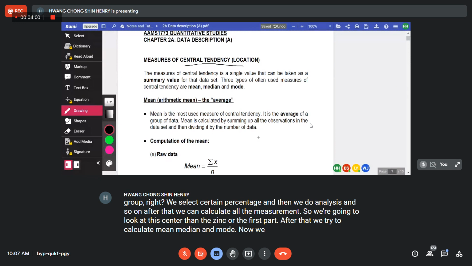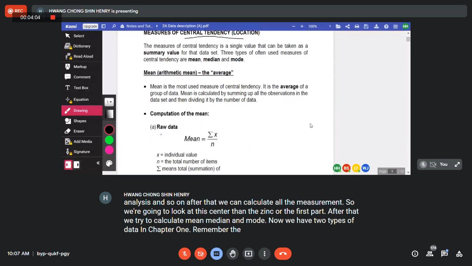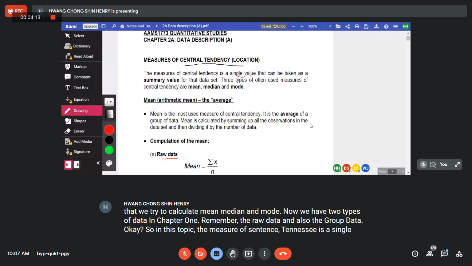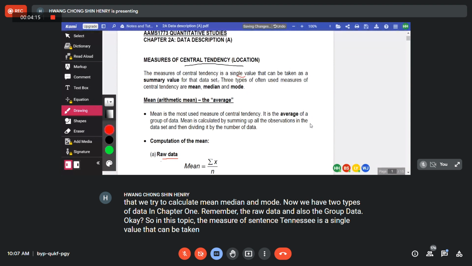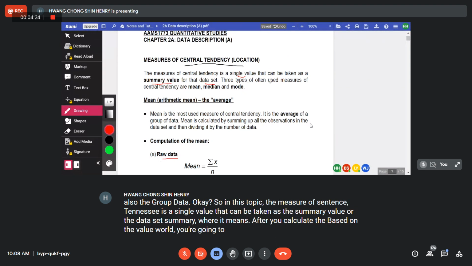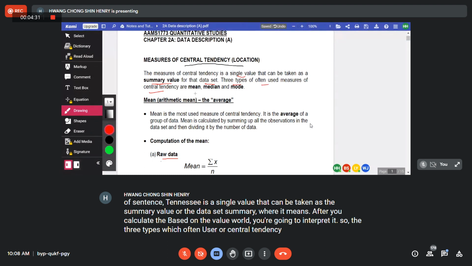Now we have 2 types of data from chapter 1: remember the raw data and also the grouped data. In this topic, the measure of central tendency is a single value that can be taken as the summary value for the data set. Summary value means after you calculate, based on the value, you are going to interpret it. The 3 types often used for central tendency are the mean, median, and mode.